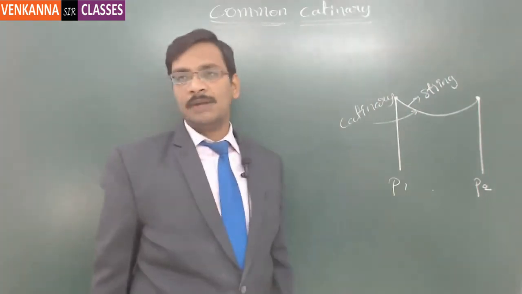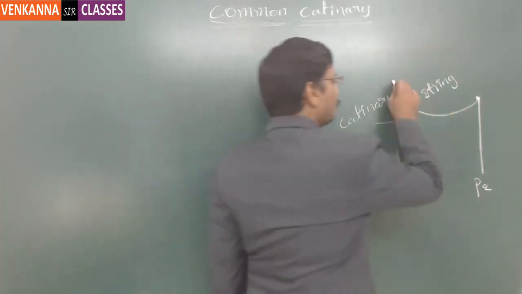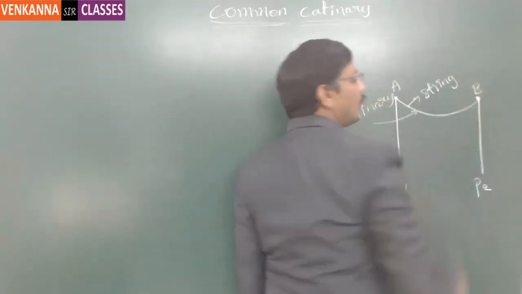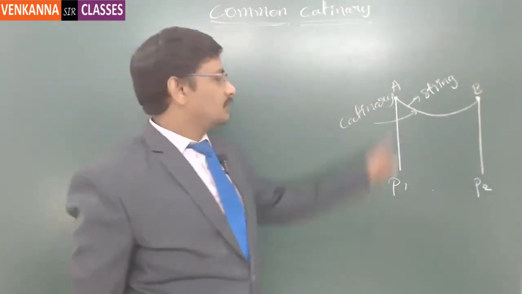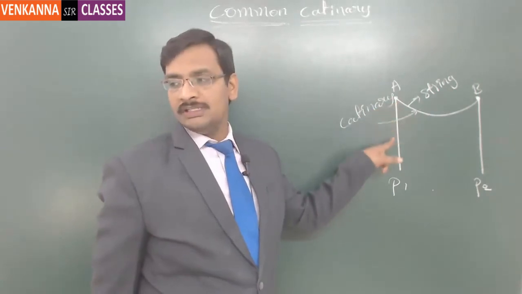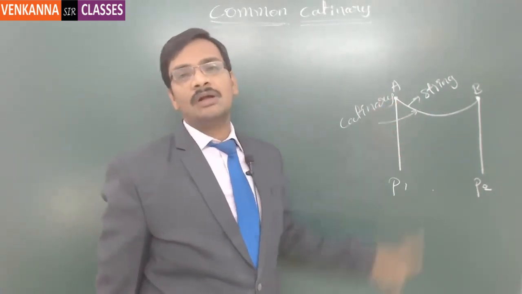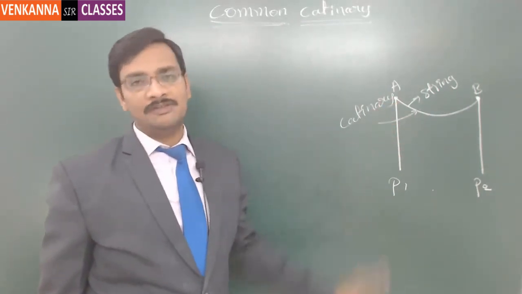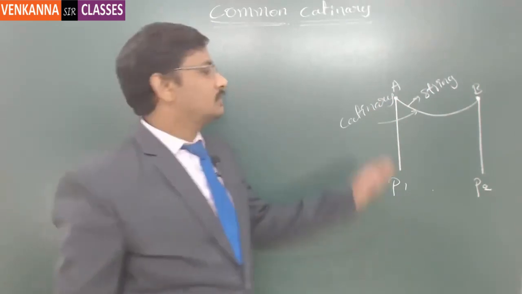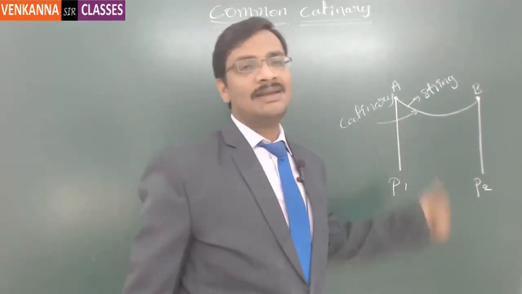The condition here, by definition, is that these two points A and B should not be on the same vertical line. Suppose this is point A and this is point B on the same vertical line, then you cannot call that a catenary. That is by definition, so this is how a catenary is defined.